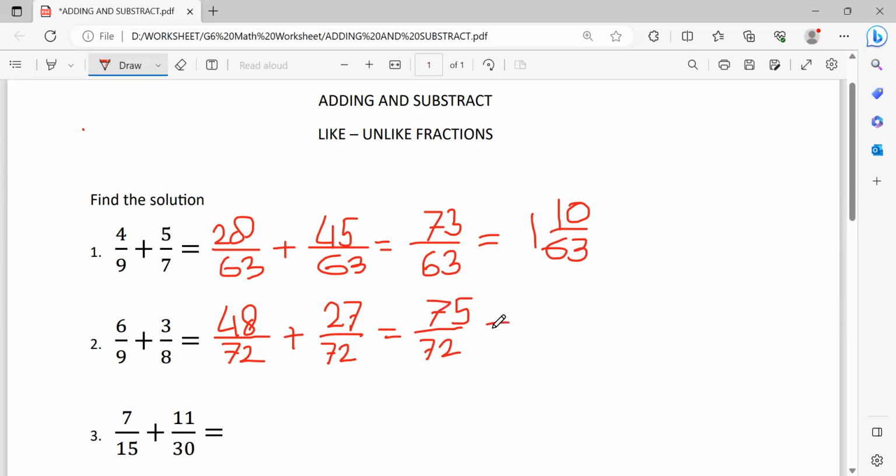So 75 over 72. So we may simplify because 75 is greater than 72. Okay, numerator greater than denominator. So 72 times 1 equals 72 plus 3 equals 75. Okay, and we may simplify as well. 3 over 72 can be simplified. So 3 divided by 3 equals 1. 72 divided by 3 equals 24. Okay. So the result is 1 over 24.